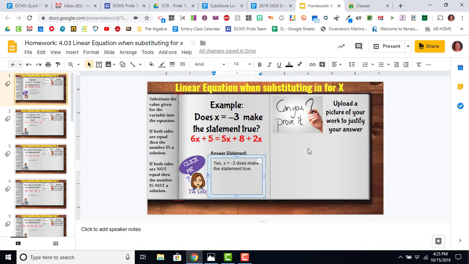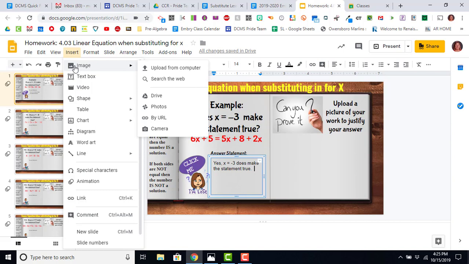Now here's where it says, can you prove it, and upload a picture of your work to justify your answer. So you're going to come here to where it says insert, click on insert, and then click on image. When you go to the image, you are going to want to upload this image from the camera. Each of your Chromebooks has a camera built in.